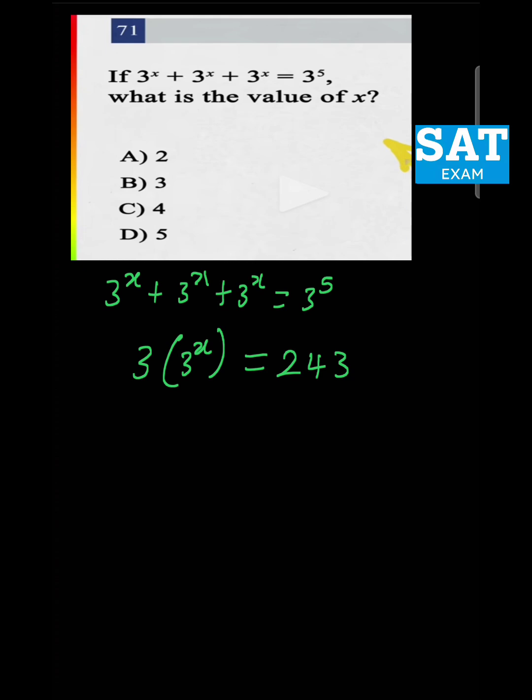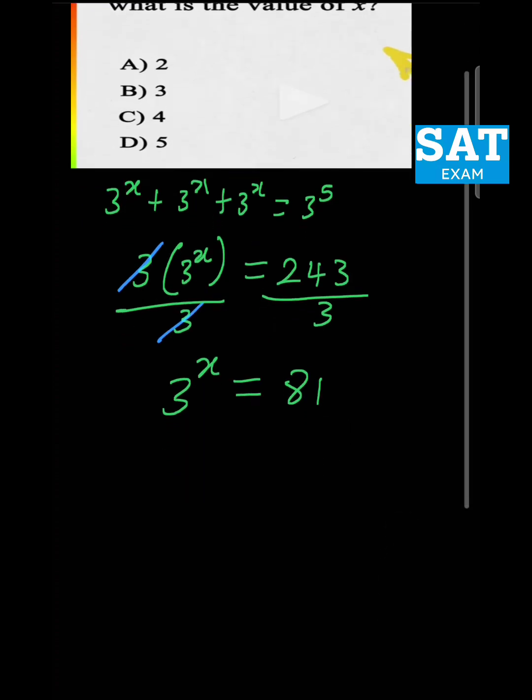Now, as you can see, we have 3 at the back of this bracket. So we need to eliminate that 3. So we divide the left hand side by 3. We do the same thing to the right hand side, so that this 3 is going to cancel this 3. So in the left hand side, we are left with only 3 raised to the power of x, which is equal to 243 divided by 3, which is going to give us 81.